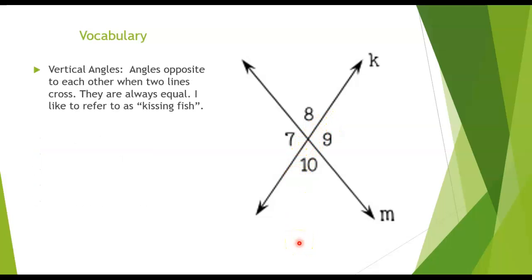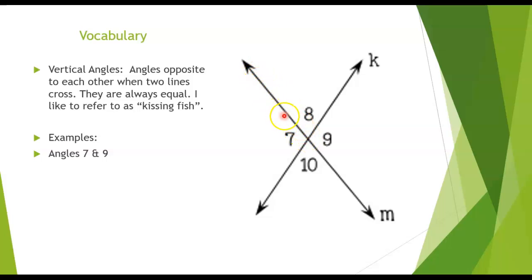Vertical angles are angles opposite to each other when two lines cross. They're always equal. I like to refer to them as my kissing fish. So, for example, angles 7 and 9. We have 7 here, 9 here. They're vertical angles. Now, how I see the kissing fish is, right here is the mouth.